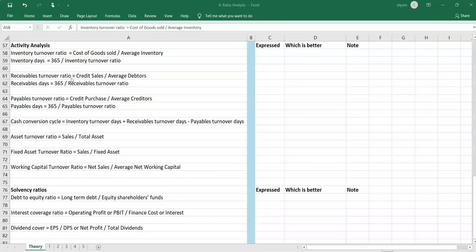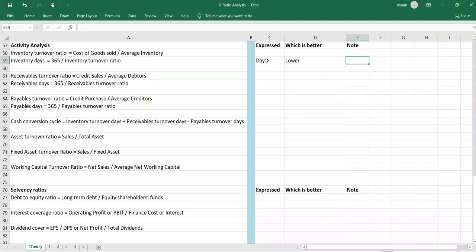That's it. For inventory turnover, it is cost of goods sold divided by average inventory. What does this ratio indicate? Compared to this ratio, it is better that you express it in terms of inventory days. First you find out the inventory turnover ratio, then inventory days equals 365 divided by inventory turnover ratio. This will express the answer in days. So the lower the better.